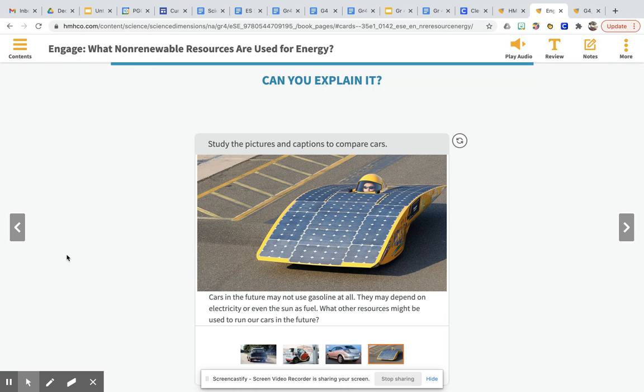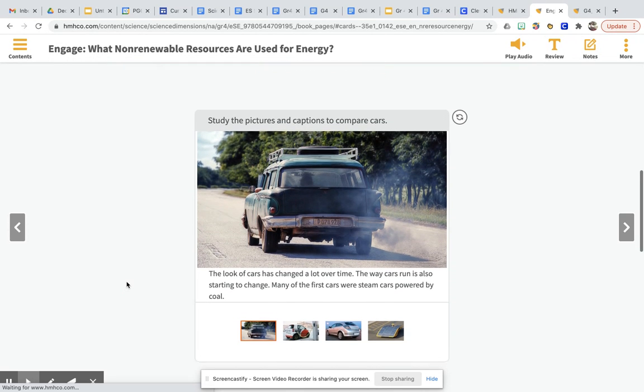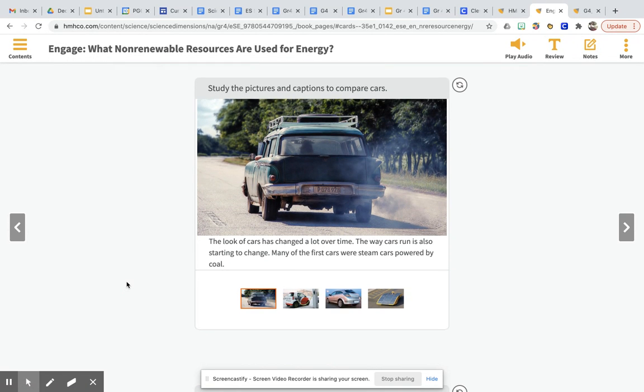All right, let's move on. Now we are looking at pictures of cars, and I'm going to start back here with this picture. I'm going to show you guys 4 different pictures of cars, and these are cars as they have progressed over time. The caption for this car says, the look of cars has changed a lot over time. The way cars run is also starting to change. Many of the first cars were steam cars and powered by coal.